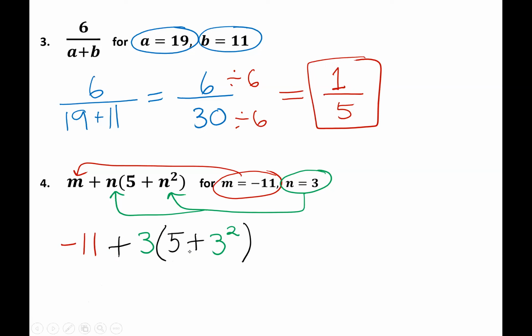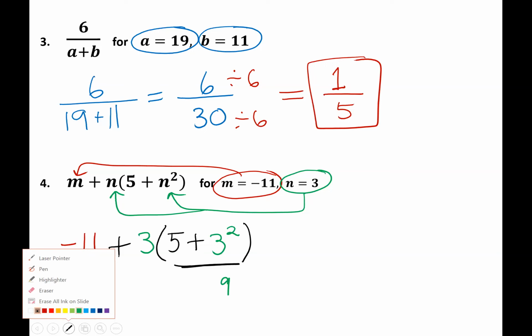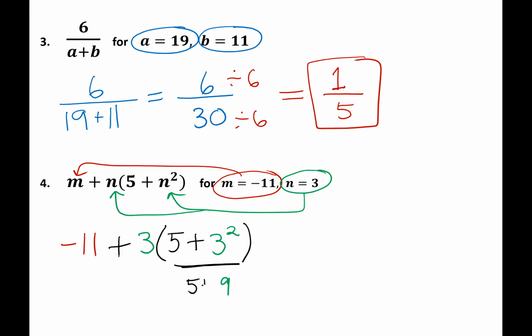Speaking of parentheses, let's start there. Order of operations. So inside our parentheses, we have 5 plus 3 squared. Okay, well, if we treat that like it's its own order of operations problem, 3 squared is 9, and then we'll do 5 plus 9, which is 14. So let's bring everything else down. So here's our problem now. We have -11 plus 3 parentheses 14.